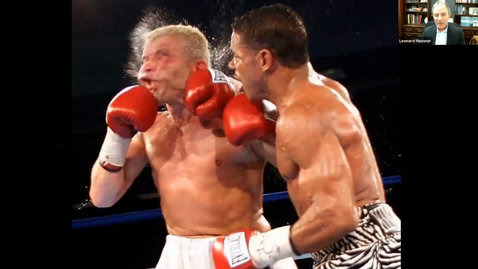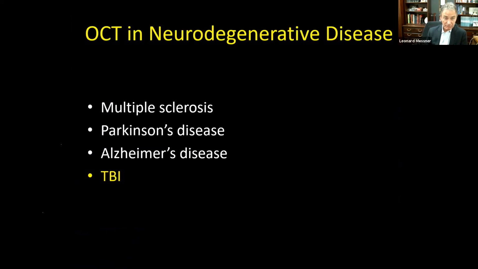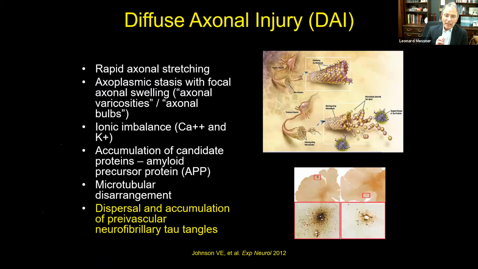The last topic that I want to cover this evening is the value of OCT findings in the setting of traumatic brain injury. So, of course, over the past 10, 15 years, there's been a lot of attention to repetitive head injury, concussions, repetitive concussions. What does this mean in the short term?